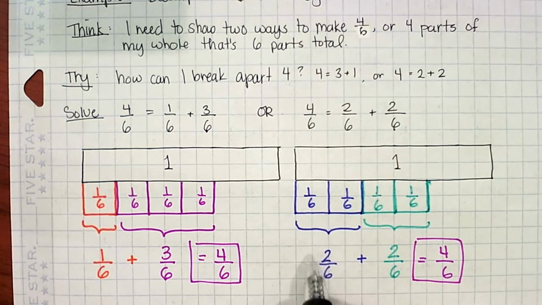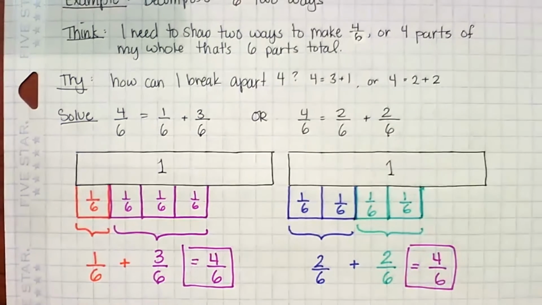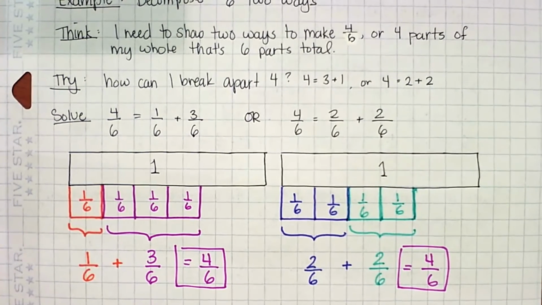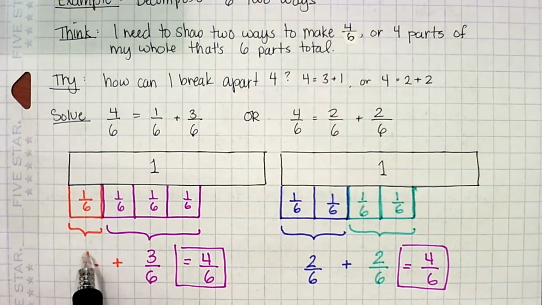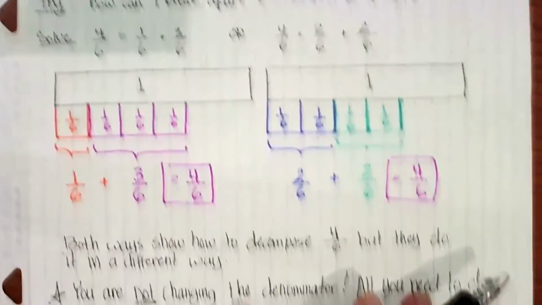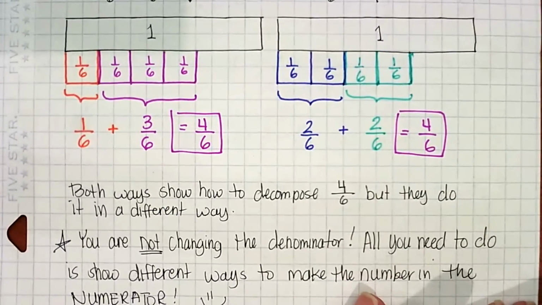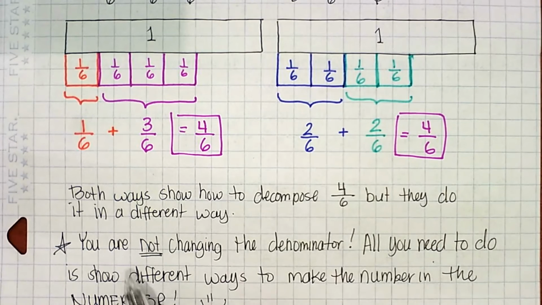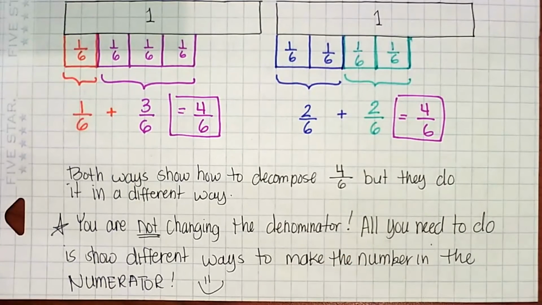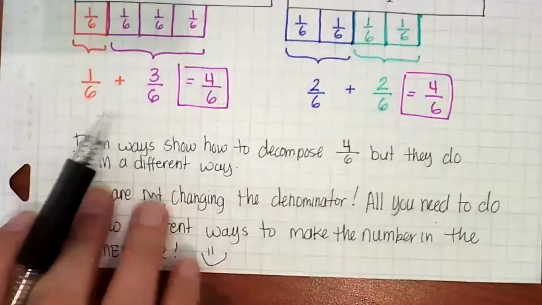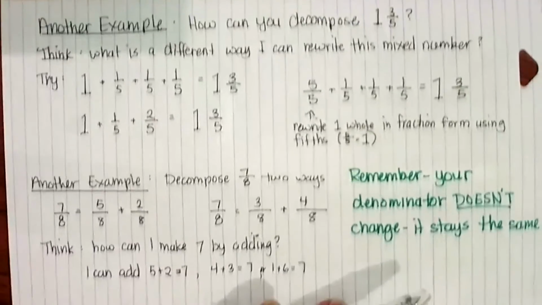And since we're working with the same whole out of 6 pieces, our denominator, remember, stays the same. If you have a like denominator, you do not change it. The denominator stays the same because we're working with parts of the same whole. And our numerators are the numbers that get added together. So both of these ways show how to decompose 4/6, but they do it in a different way. So remember, you are not changing the denominator. All you need to do is show different ways to make the numerator, and that's it. That's how you decompose.